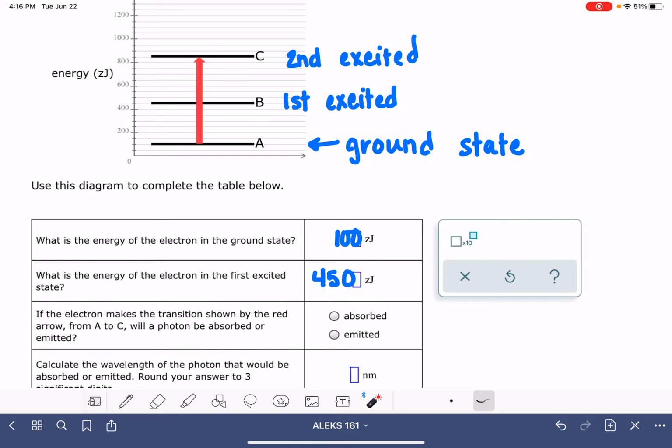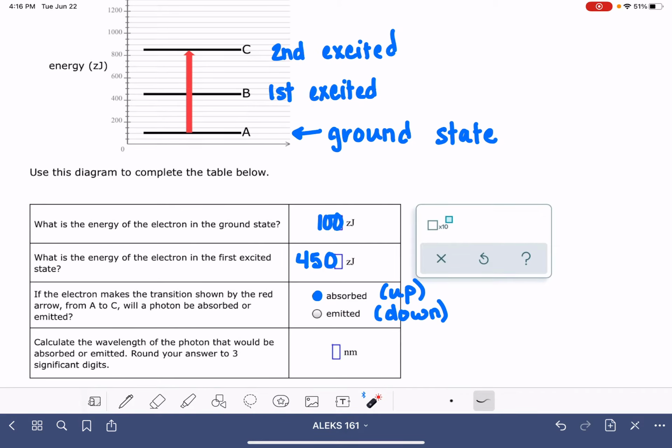Then it asks us if the electron makes the transition shown by the red arrow from A to C, will a photon be absorbed or emitted? If the arrow is going up in energy, that corresponds to a photon being absorbed. If your arrow is pointing down, if you're going down in energy, then that would be emitting a photon. The last question is asking you to calculate the wavelength of the photon that would be either absorbed or emitted.